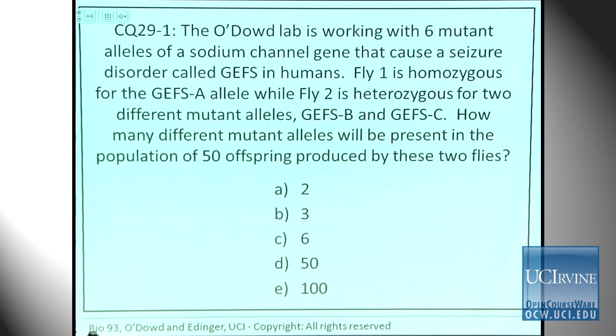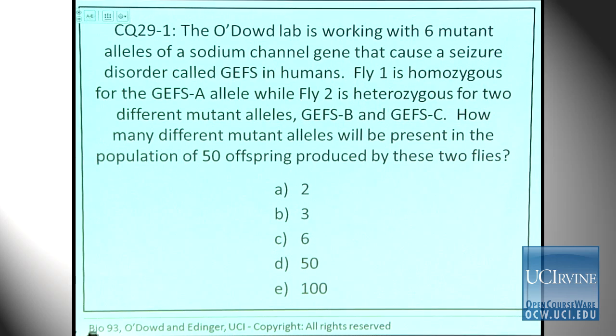Yes? How can we know for sure that the mutant alleles GEFS B and GEFS C will be passed on to the offspring? If it's heterozygous, okay, so this fly 1 is homozygous. Oh no, so it's okay. So now I've got yours figured out too. So it's hard when I don't write the question. I know the answer, but fly 1 is homozygous for mutant A. So it's AA. And then fly 2 is heterozygous. It has 1 allele of B and 1 allele of C. So if you draw a Punnett square, you'd have AA, B, C.